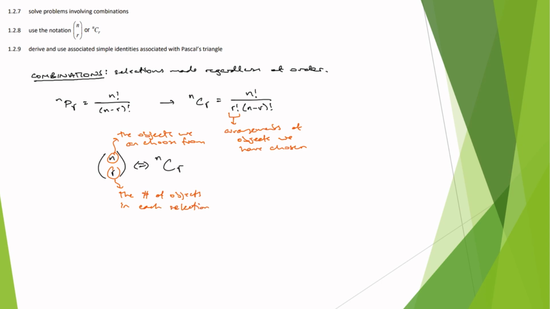So let's say we are trying to choose two unique objects out of the set of objects A, B, C, D, E. In this case, our n is equal to 5 and our r is equal to 2, giving us 5 choose 2, which is equal to 10.